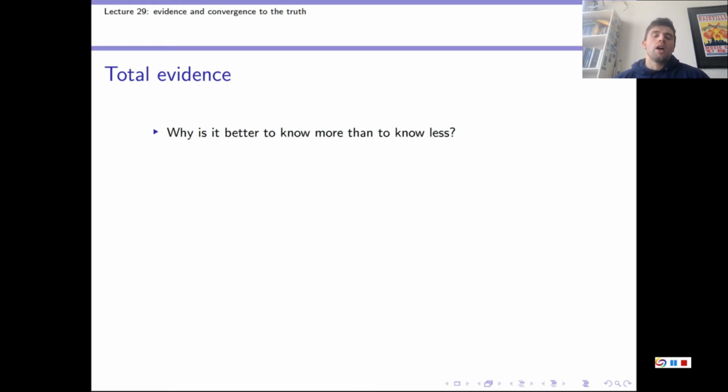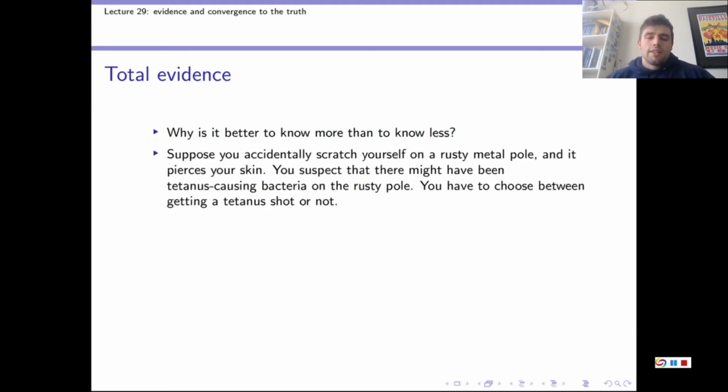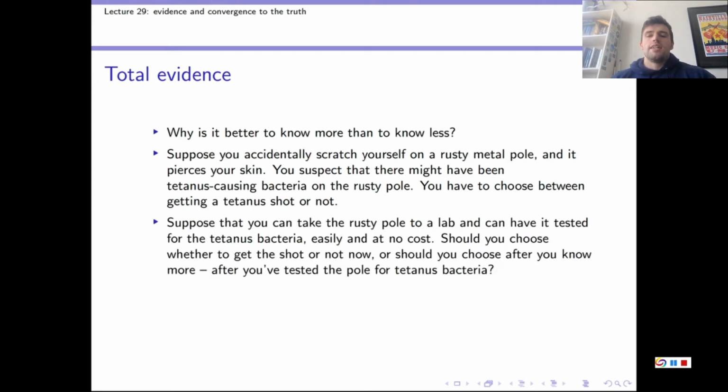And the question here is, why should you use your total evidence when you update your degrees of belief? That is, why does total evidence better inform you, or why is it better to make decisions based on more knowledge rather than less? Suppose you accidentally scratch yourself on a rusty metal pole and it pierces your skin. You suspect that there might have been tetanus-causing bacteria on the pole, and you have to choose between getting a tetanus shot or not. Suppose you hate needles and they make you uncomfortable, so getting the shot will be uncomfortable for you. Suppose also that you have the option to take the rusty pole to a lab and have it tested for the tetanus bacteria, easily and at no cost.